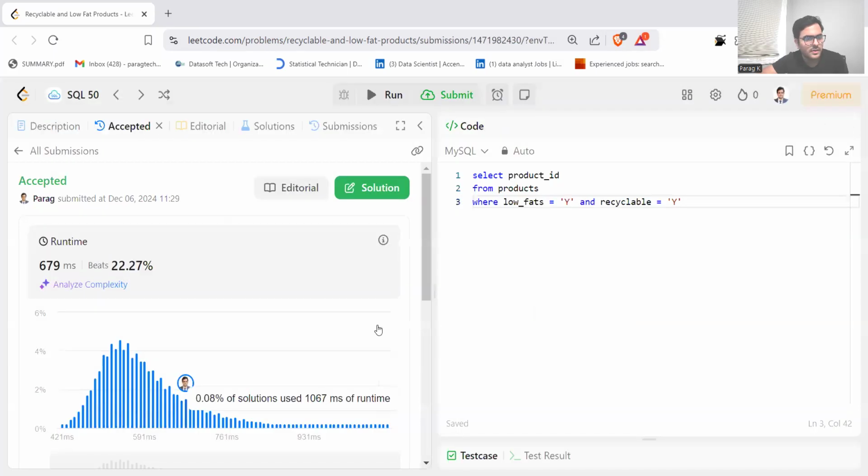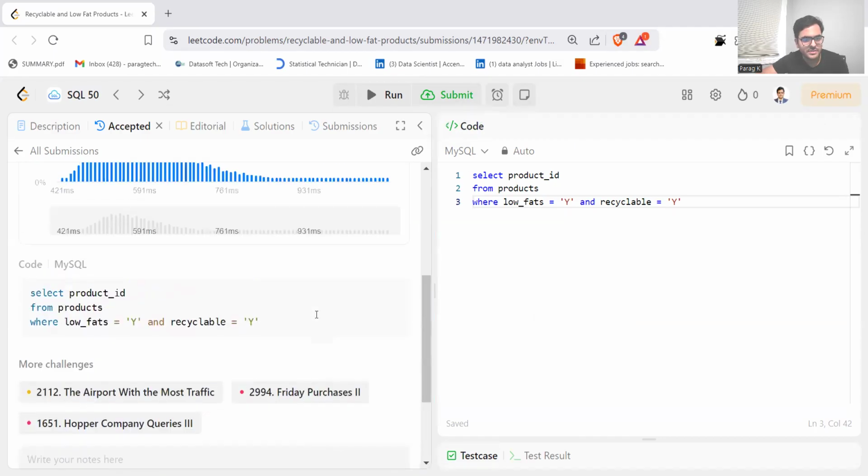Okay, so it's a very simple question. We got a solution right. It's accepted. Okay, so it's a nice solution. So that's it for this question.